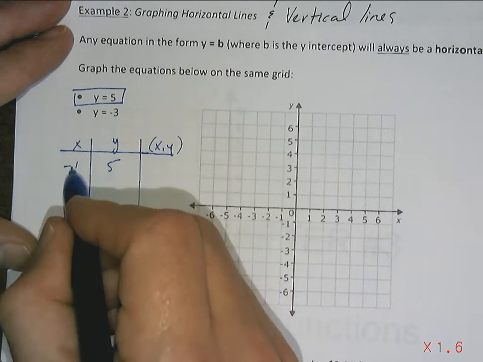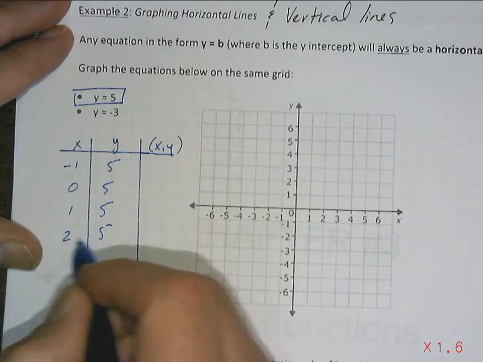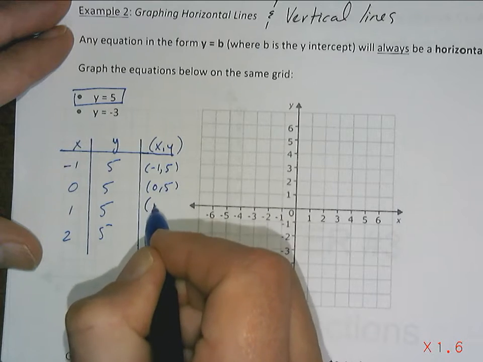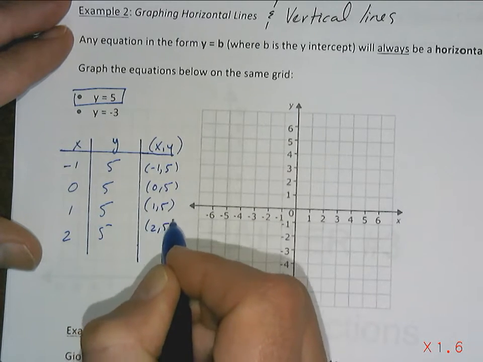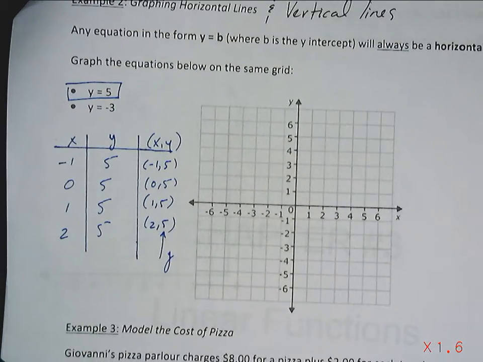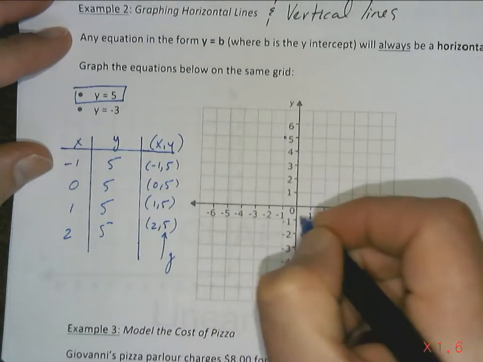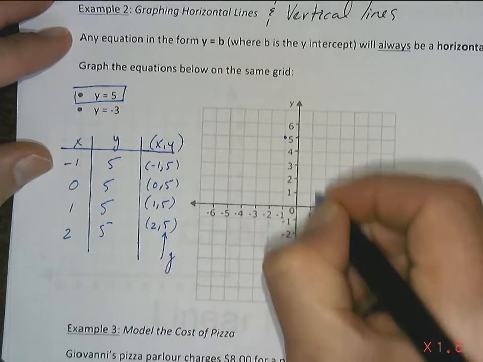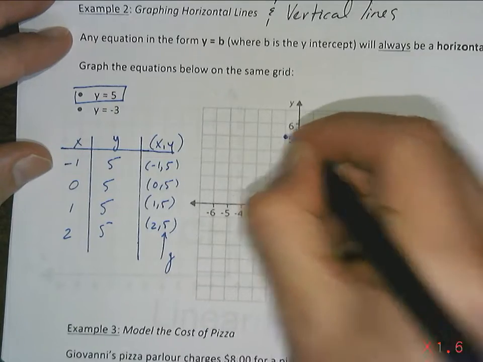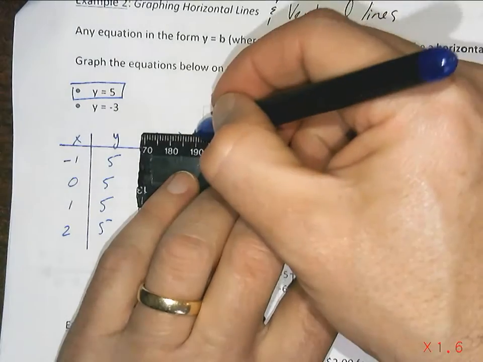So even if x is -1, it's going to be 5. Even if x is 0, it's 5. Even if x is 1, it's 5. Even if x is 2, it's 5. So all of the points are going to be such that the y value, which is the second coordinate, remember, all of these are going to be such that y equals 5. So -1, 5; 0, 5; 1, 5; 2, 5. Do you see what's happening here? See all those points? They're all on the same horizontal line.